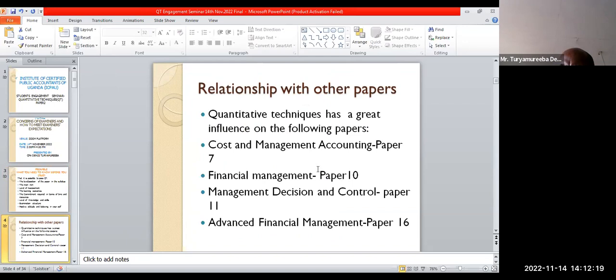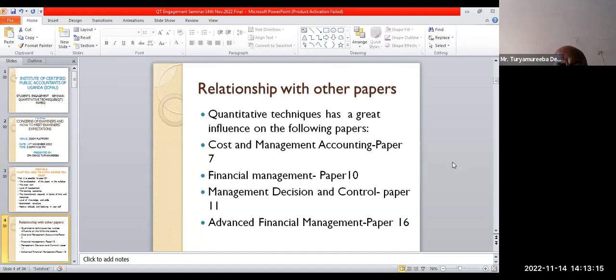This paper has a relationship with a number of papers in the structure of the syllabus. Quantitative techniques has a great influence on the following papers. Dear participants, cost and management accounting, which is Paper 7, has a relationship with QT. Financial management, Paper 10: one of the key issues captured there is financial decisions. You are basically looking at financial decisions, and everything that involves a decision requires quality information, both qualitative and quantitative. And therefore, you cannot manage Paper 10 unless you have the skills and understanding at QT level.